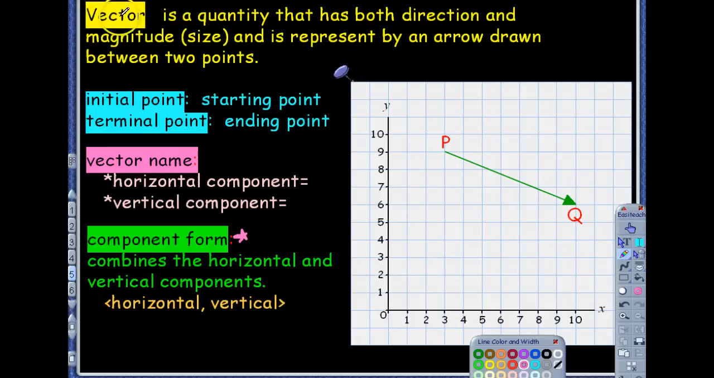Now, there is a word that involves this idea of a component form, and it's called a vector. Okay, now a vector is actually something you'll hear about even in physics. I remember taking physics class in high school and then in college.